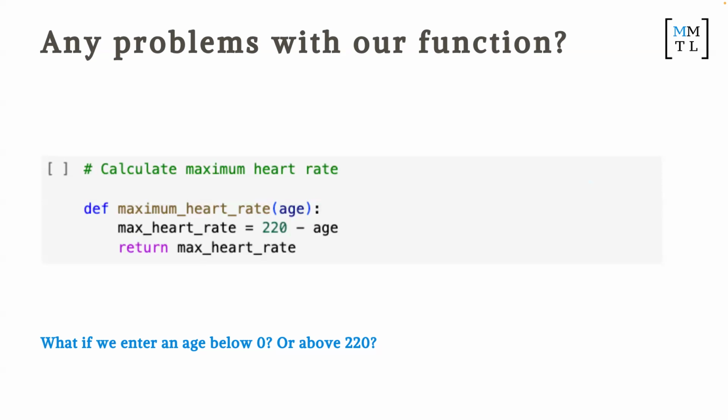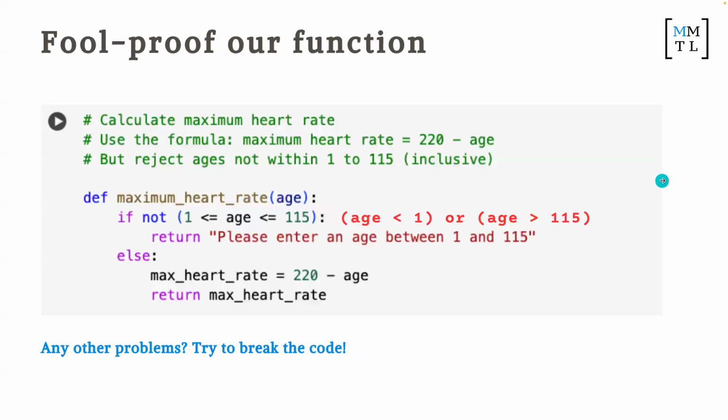Okay, so how we can do this is basically do a check before we return something. So for the maximum heart rate, if the age is not within 1 to 115, it will return, please enter an age between 1 and 115. Otherwise, it's just going to return the max heart rate.